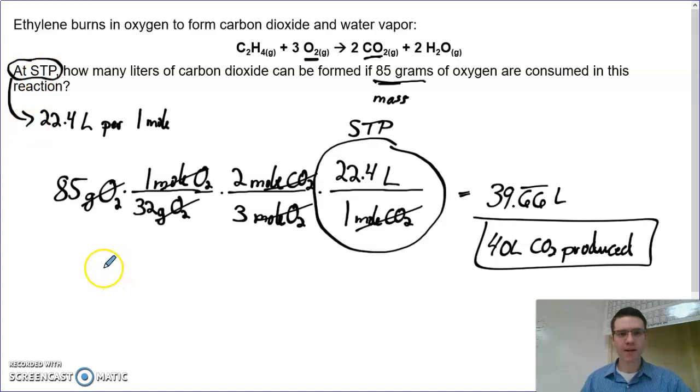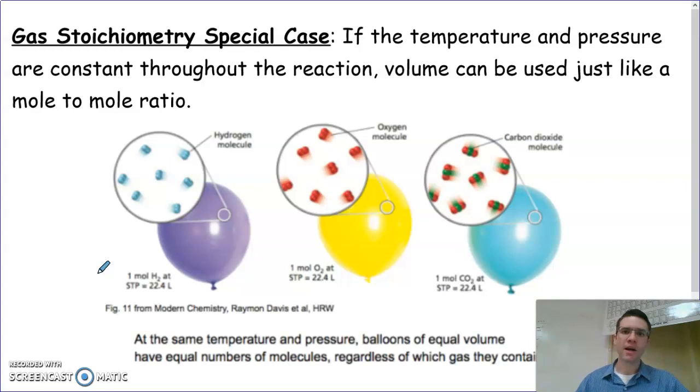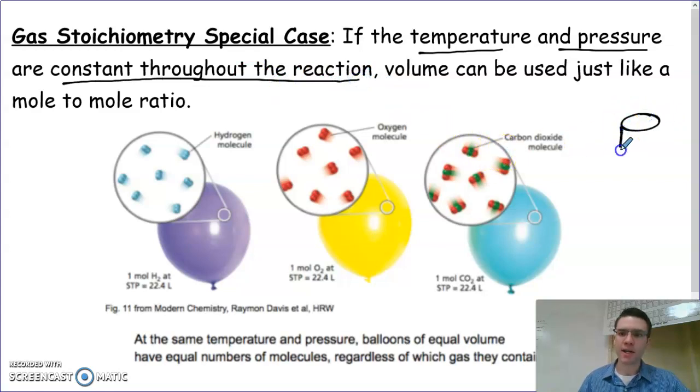Another shortcut that's kind of more useful is for chemical reactions where the temperature and the pressure don't change. So for gas stoichiometry special case number 2, if the temperature and the pressure are constant throughout the whole reaction, like a chemical reaction in a container that's just open to the air of the room, and our room has 1 atmosphere of pressure in it, it's just going to stay at 1 atmosphere of pressure.